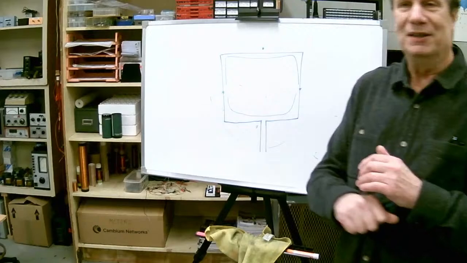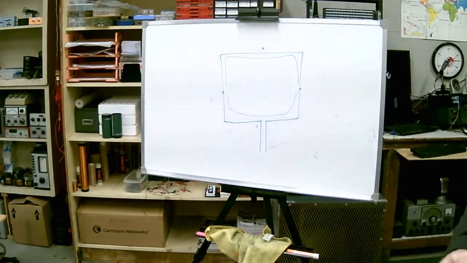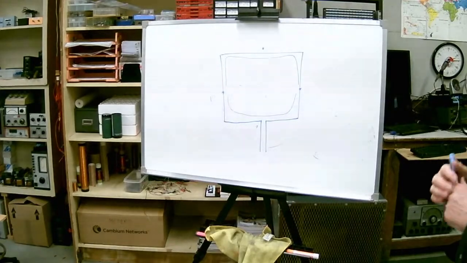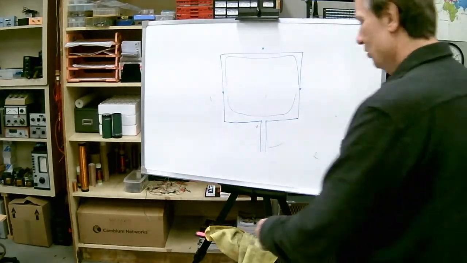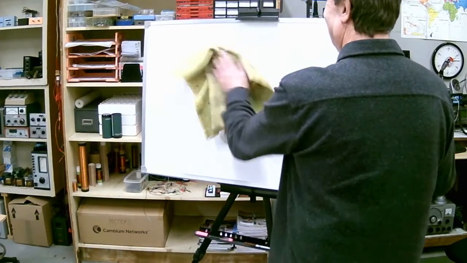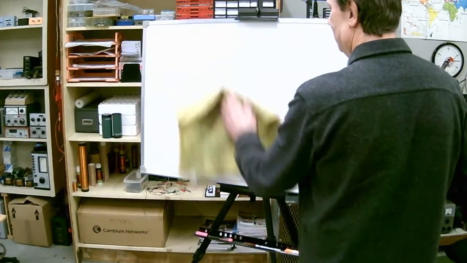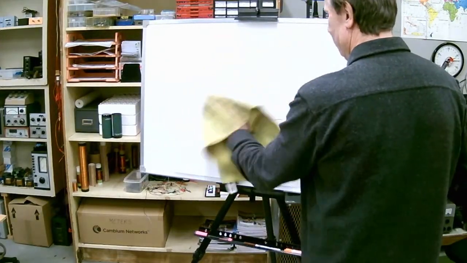Called a quad antenna. Very popular for HF broadcasting, shortwave broadcasting is a lot of that. Well, that's your large loop. Your small loop again, small. This is large. We call it a large loop or a full size loop.